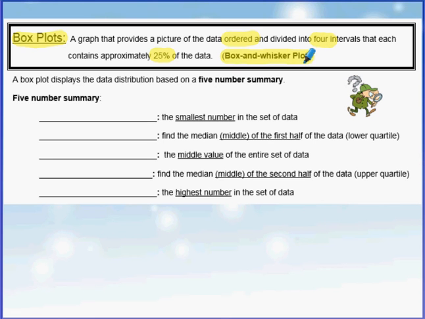So a box plot displays the data distribution. Distribution describes a spread. Is the data really spread out or is it very close together? And it's all based on these 5 special numbers that make the 5-number summary.